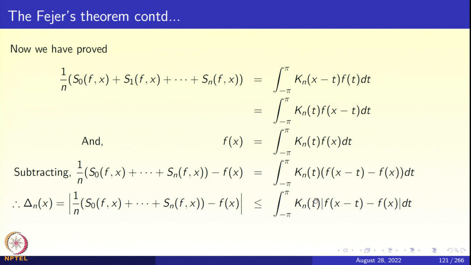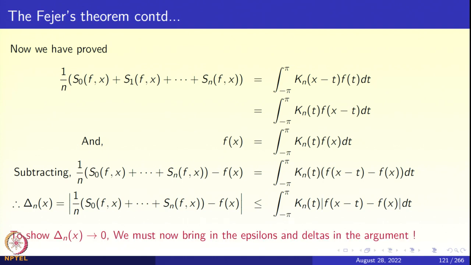Then take the absolute value and call the absolute value of the difference delta n x. So delta n x is less than or equal to integral minus pi to pi k n t mod f of x minus t minus f of x dt. There is no need to put the mod on the Fejer kernel because the Fejer kernel is a non-negative kernel. So now we do the same trick as before. Break the integral from minus pi to pi into a sum of two integrals, mod t less than delta and mod t bigger than delta. In one of them, you could use uniform continuity and so on. So to do that efficiently, we must bring in the epsilons and deltas in the argument. Let epsilon greater than 0 be arbitrary.